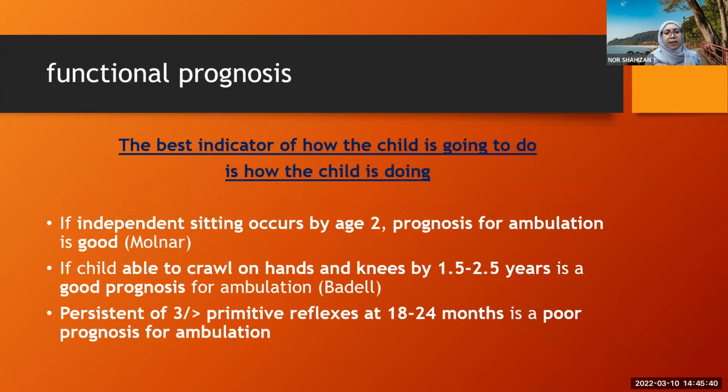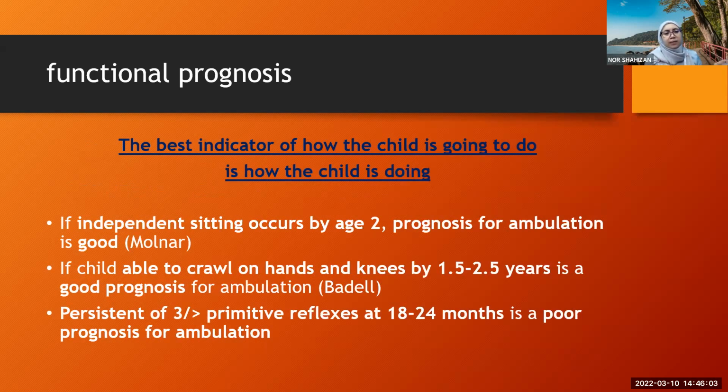What are the functional prognosis that we want? The best indicator of how the child is going to do is how the child is doing. How do we prognose this child able to walk later? How do we prognosticate that? It depends on what the patient can do during our assessment.